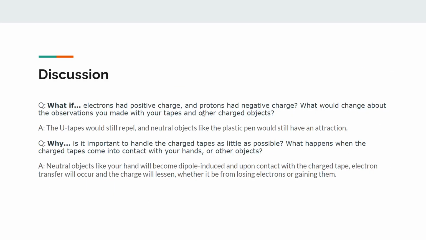So what if electrons had positive charge and protons had negative charge? This would not affect anything. It would not affect our observations. It would just make it so that when the electrons were lost, instead of being positively charged, it's negatively charged, but it would not affect the observations we saw.